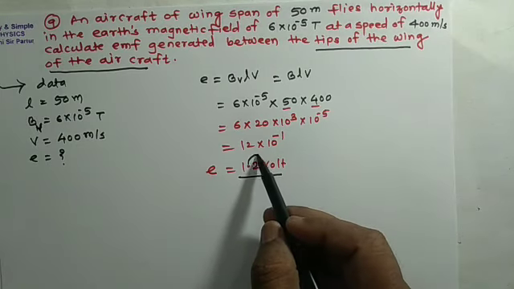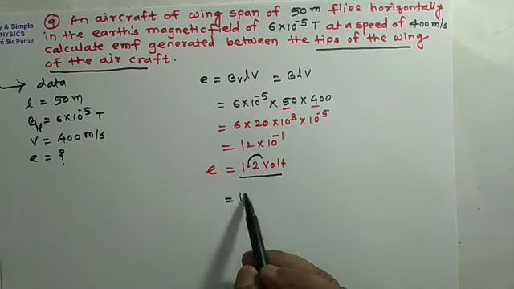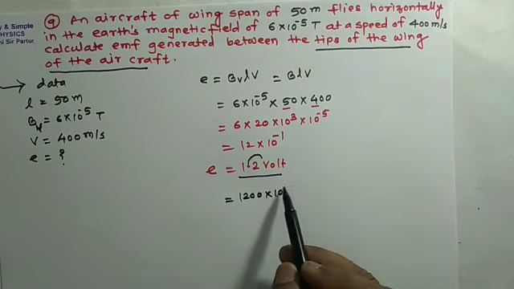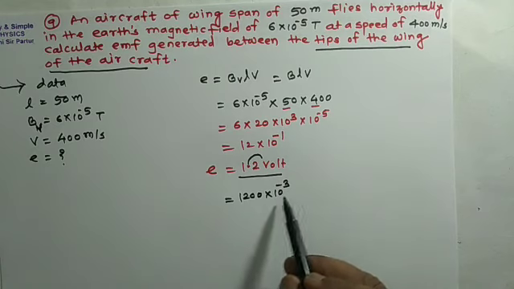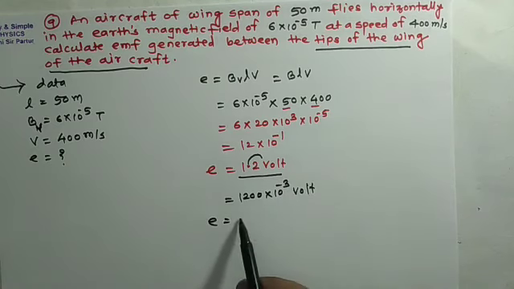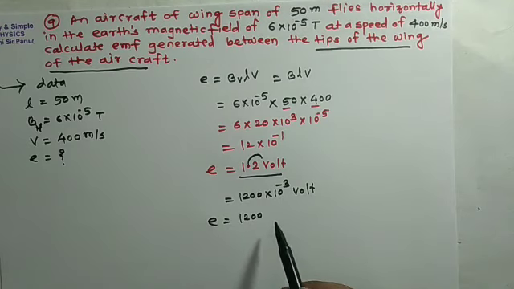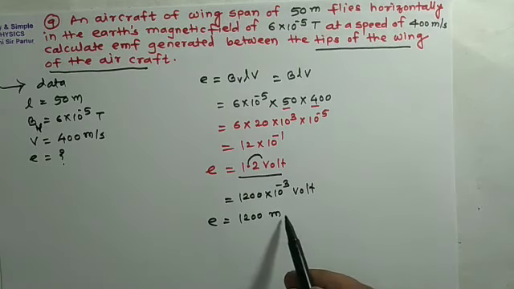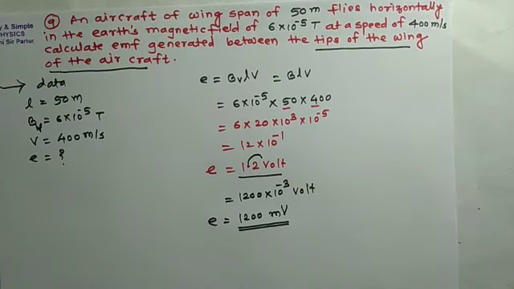If the decimal point is shifted here, it is 1200, by 3 digits. So it is taken as into 10 raised to minus 3 volt. So we can also write the EMF induced in between the tips of the wings of the aircraft will be 1200 millivolt. That will be the answer for the given example.